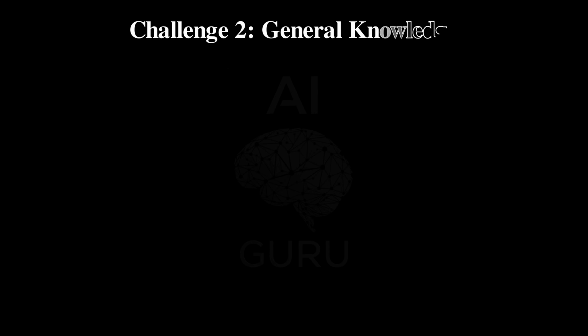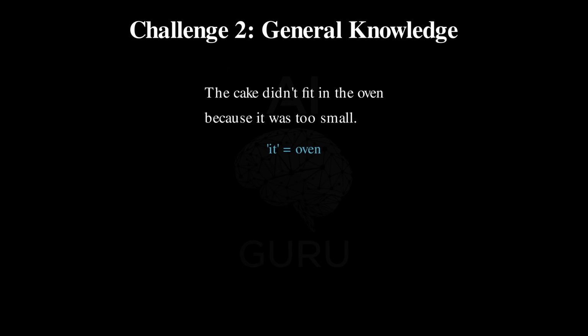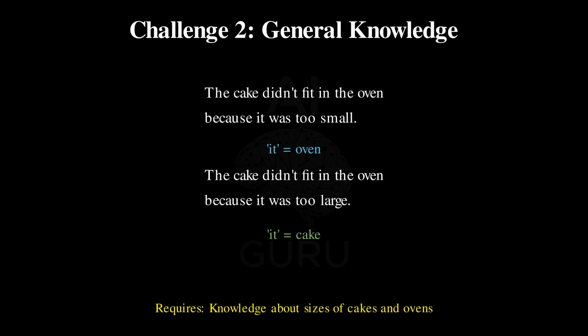Secondly, yes, language requires massive amounts of general knowledge. If I say, the cake didn't fit in the oven because it was too small, a human instantly knows it refers to the oven. Right. But if I say the cake didn't fit in the oven because it was too large, it refers to the cake. A computer, absent general knowledge about the size of cakes and ovens, cannot solve that.